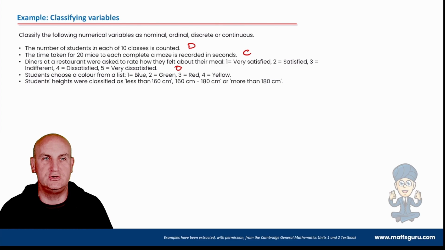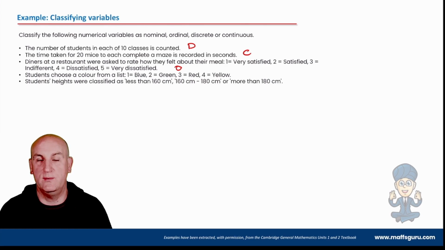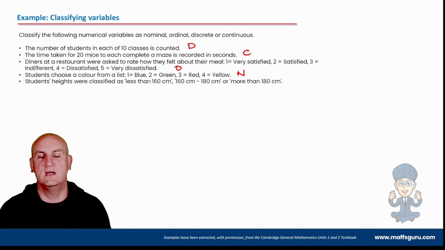Likewise, students choose a color from a list. 1, 2, 3, 4: blue, green, red, or yellow. Now in this situation, again, those numbers don't mean anything. I haven't counted them. I've just let blue be the number 1. So realistically, we're looking at the blue, the green, the red, or the yellow. That would have to be nominal, because there is no order to those colors.